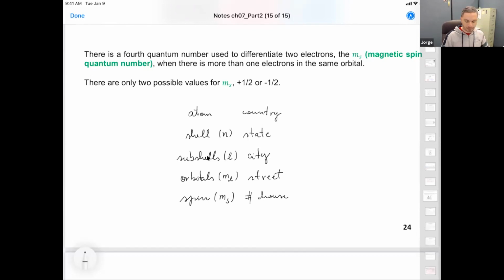Okay. Each electron has a unique set of the four quantum numbers. You can never ever have the same quantum numbers for two electrons. Okay? That's a violation of the Schrodinger equation.